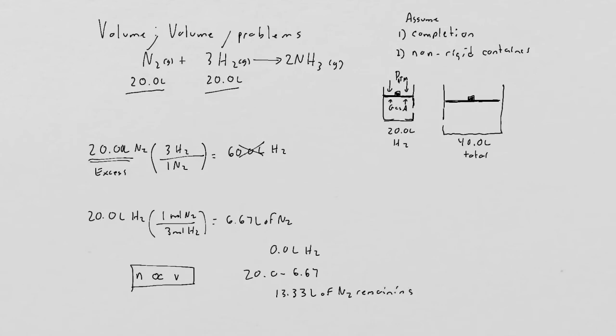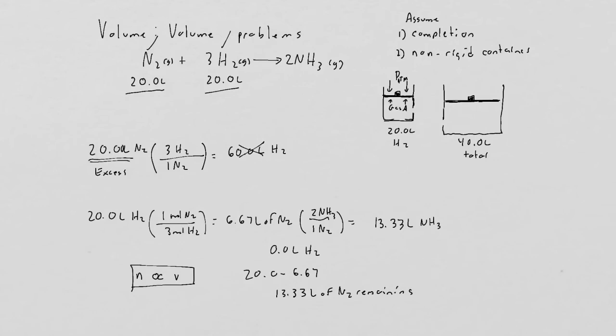And I can choose to do the other part whichever way I like. I like the idea that I can only use the 6.67 liters of nitrogen that's consumed, because basically I can do a 1-to-2 relationship. For every 1 mole of N2 that's consumed, I'm going to make 2 moles of ammonia. So I can just take my 6.67 and multiply it by 2, and that also gives me 13.33 liters. So I'm going to have 13.33 liters of ammonia.